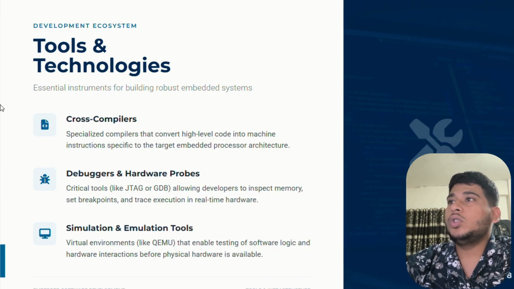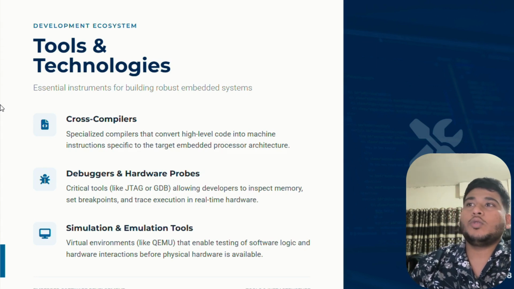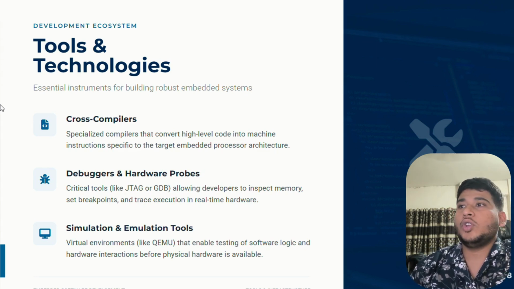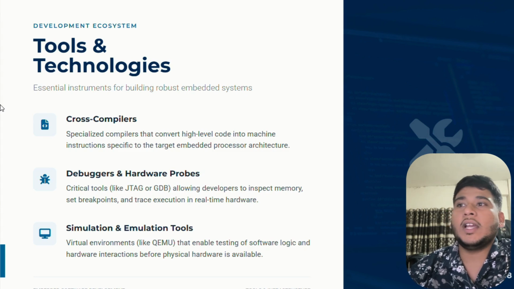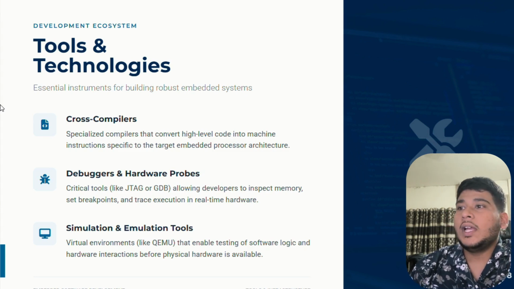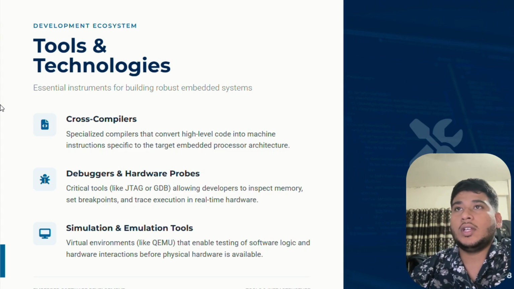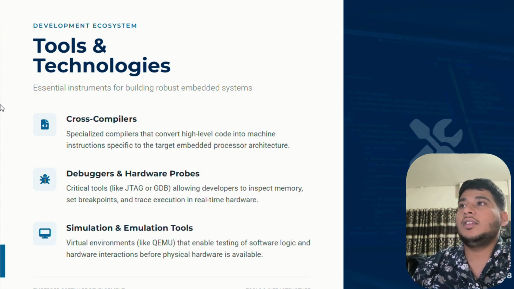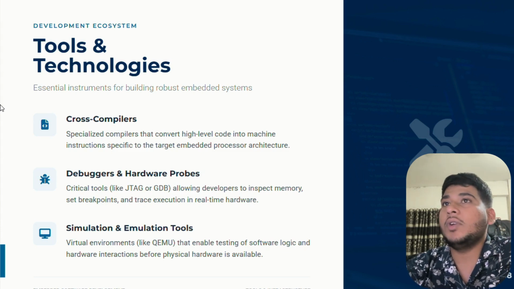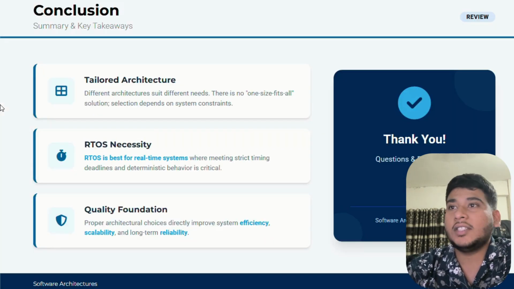Then tools and technologies, essential instruments for building a robust embedded system. We need cross compilers, debuggers, hardware probes, and simulation and emulation tools. These are what we need for optimizing the system.